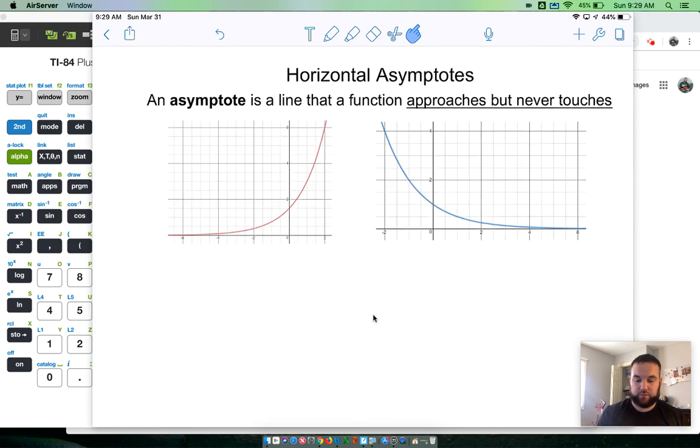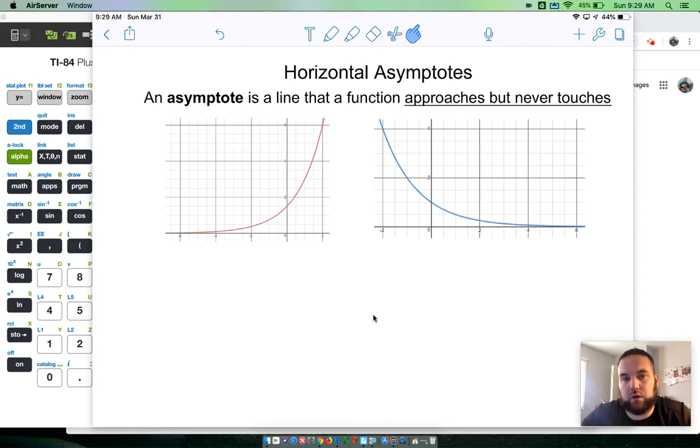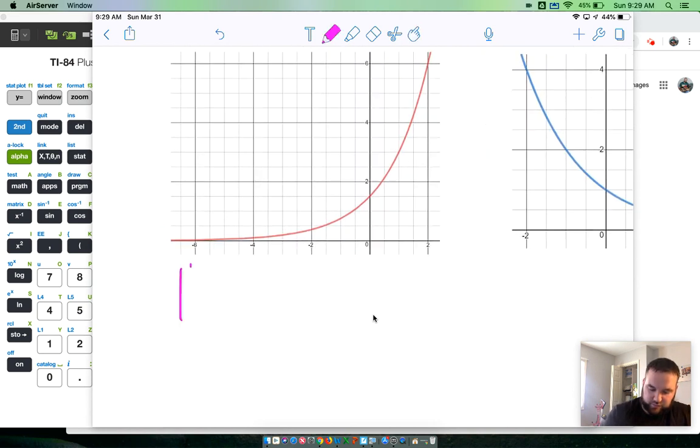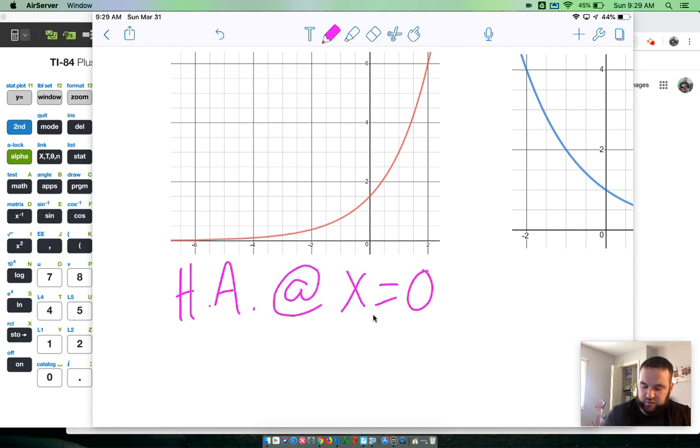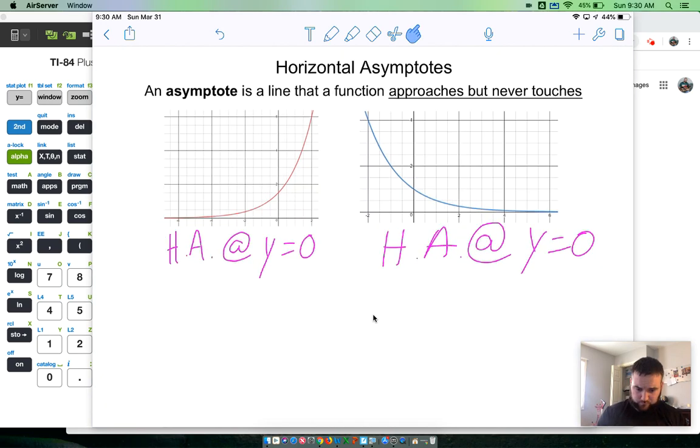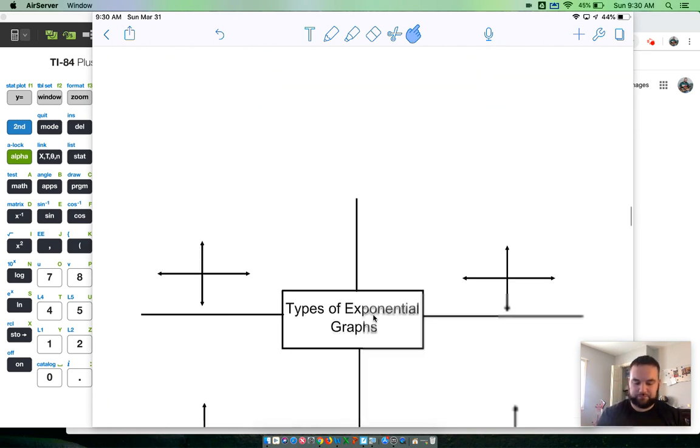So these graphs have what we call horizontal asymptotes. When we're graphing these things, we're going to put an abbreviated HA at y equals 0, because the y value is approaching 0 but never reaches it. Same sort of thing here. You don't have to say anything different. Even though it's decay, we would just say a horizontal asymptote at y equals 0. So that's that phenomenon where it gets really close but doesn't quite get there.